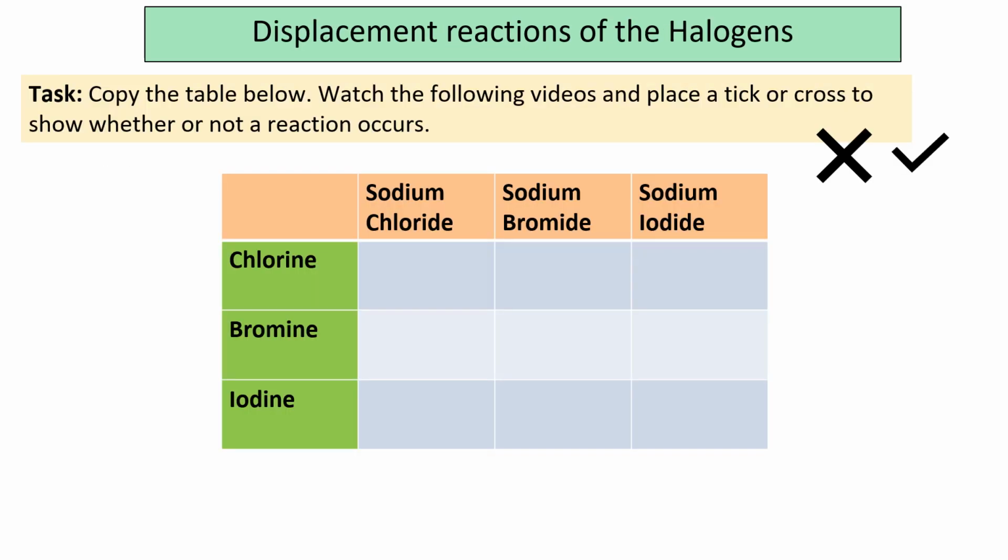We are going to look at a series of displacement reactions to see which ones react and which ones do not. Copy the table below, and I will show you some following videos where you need to tick or cross in each of the boxes to show whether or not a reaction occurs. Pause the video now to copy the table.